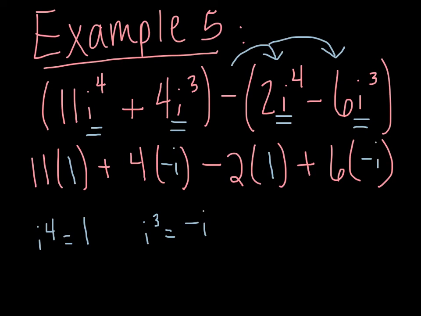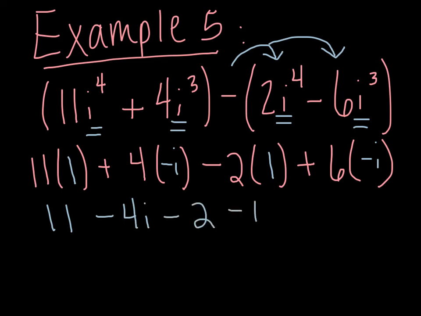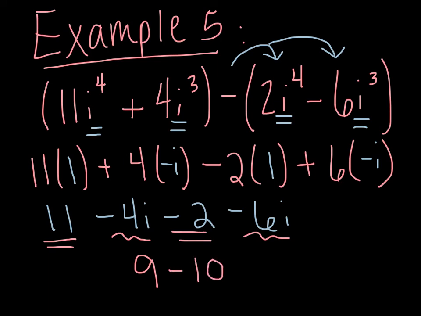Alright, from here, we're going to then simplify this. So now we're looking at our i's as a power of 1, so we are in good shape. So we get 11 minus 4i minus 2 minus 6i. So let's combine our like terms. Our real part, which is 11 and negative 2, we're going to get 9. Our imaginary part, negative 4i and negative 6i, is going to give us negative 10i.